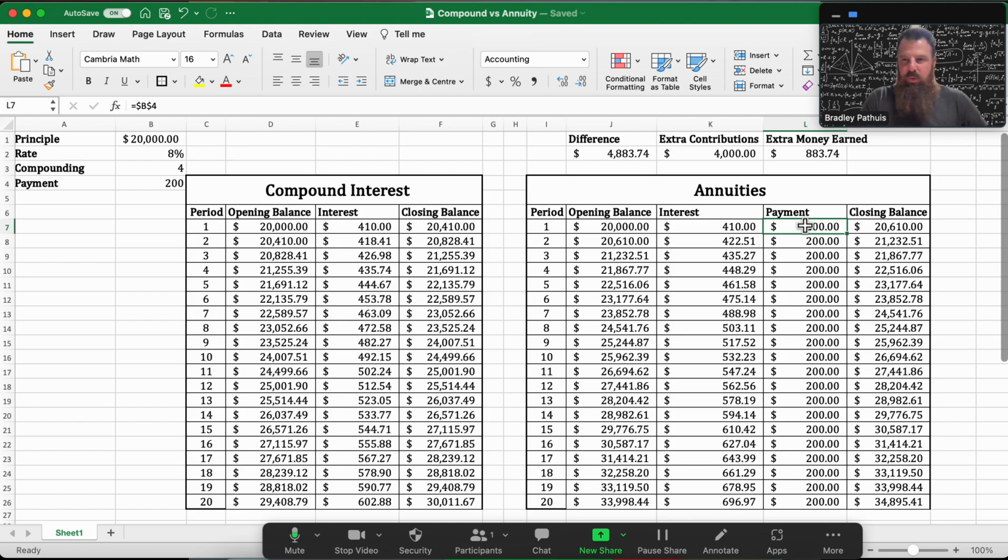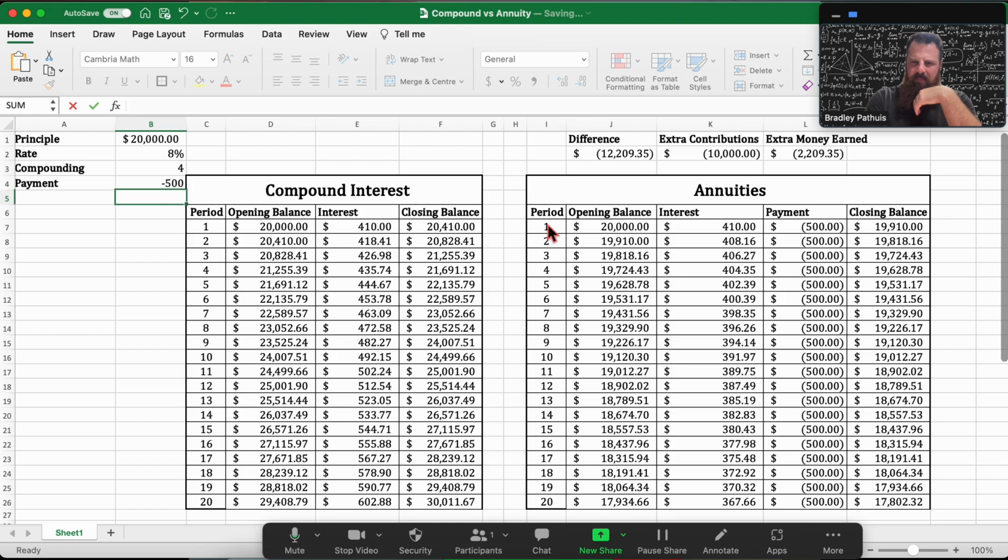Now, some of the more astute students out there may have noticed that this looks a little bit similar. If we think back to reducing balance home loans, you'd have the opening balance of the loan, you'd have the interest, you'd add the balance and the interest together, and then you would take away a repayment. If I change this, let's say we're going to take away $500 a month.